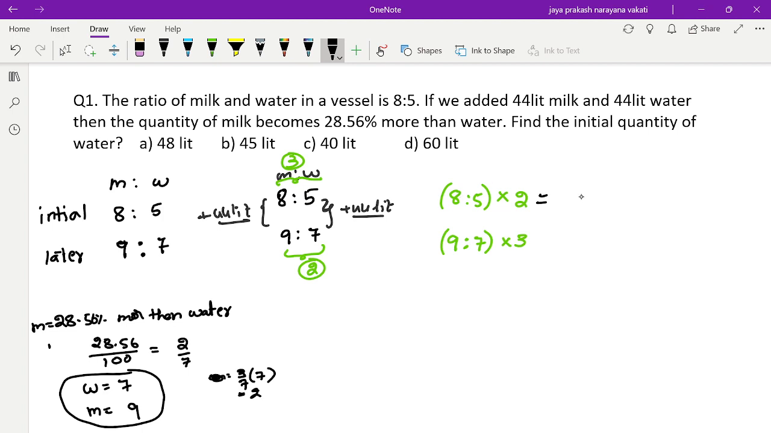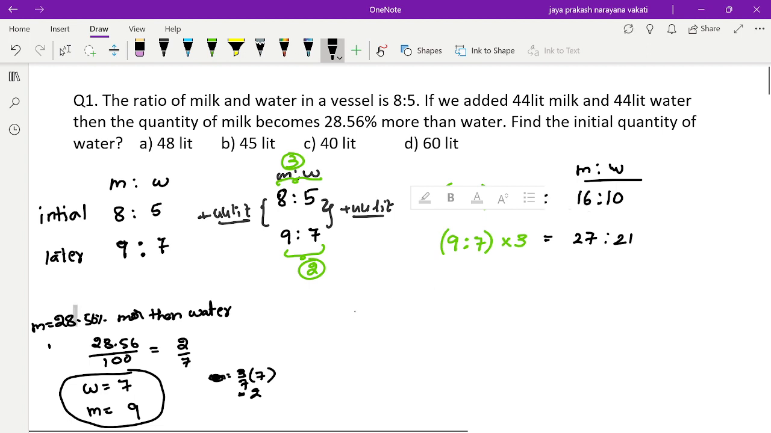So this becomes 8 times 2 is 16, 5 times 2 is 10, 9 times 3 is 27, 7 times 3 is 21. Now if you observe, the horizontal difference of 16 and 10 is 6, and of 27 and 21 is 6. And the vertical difference is also the same now. 16 to 27 is 11, 10 to 21 is also 11. Correct? So this is how we make our horizontal and vertical differences the same.